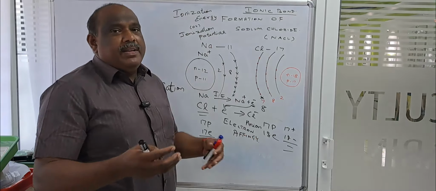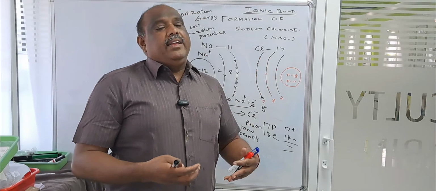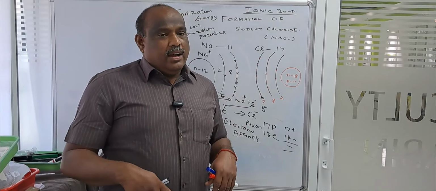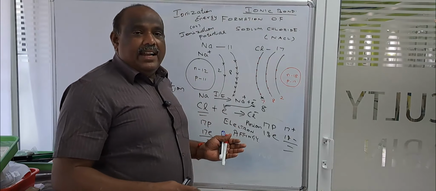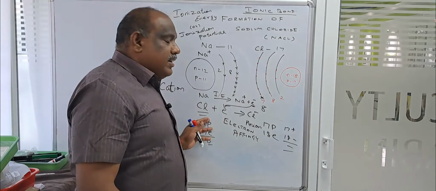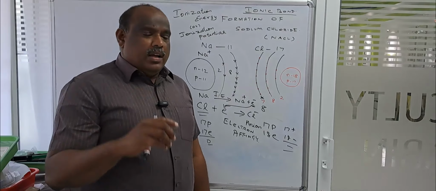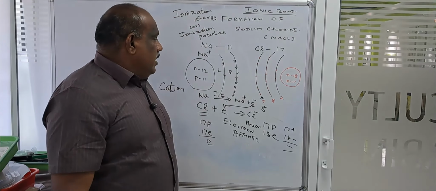What is electron affinity? Affinity means interest. So this chlorine has affinity towards electron. Why? If it's going to gain one electron, it becomes stable like argon. So when this electron is added, it will release energy. It's exothermic. This chlorine atom will release energy. So that is called what? Electron affinity.